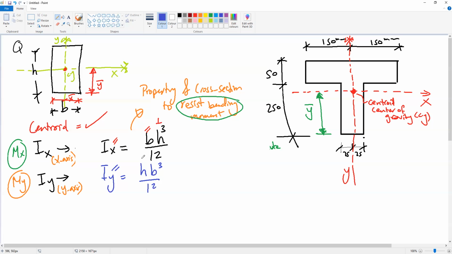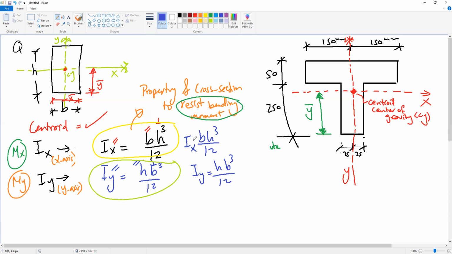Okay, so H is parallel to Y, B is perpendicular to Y. These two formulas we need to keep in mind for a rectangular section. For any rectangular section, Ix = BH cubed divided by 12, and Iy = HB cubed divided by 12.